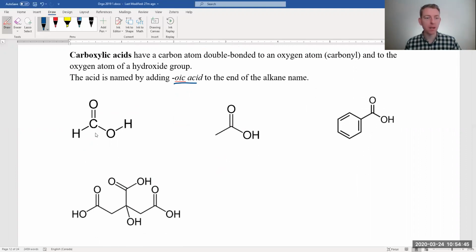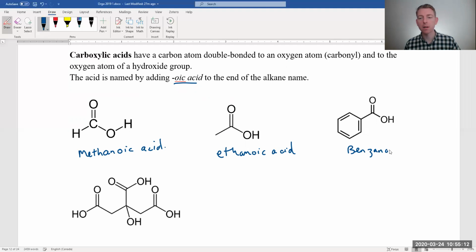So in this first case, only one carbon in the chain, so it gets methanoic acid. Just like that. Here, 2 carbons, so this would be ethanoic acid. Here instead we've got a benzene group, so we can call this benzenoic acid. And this monster down here. Okay, so I won't even try to get you to name this thing systematically.